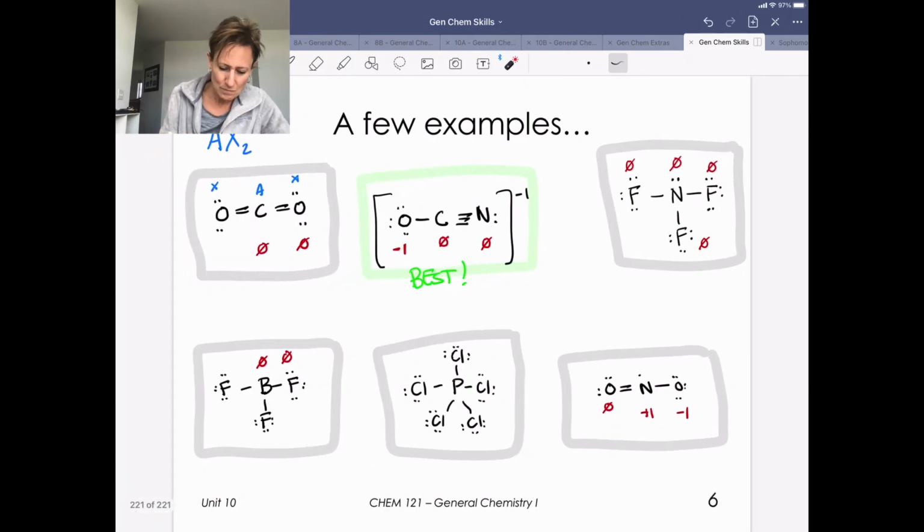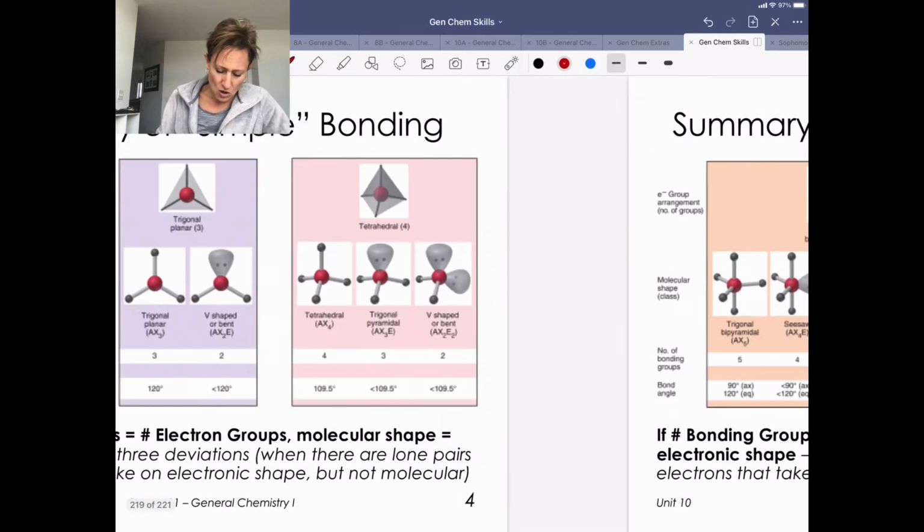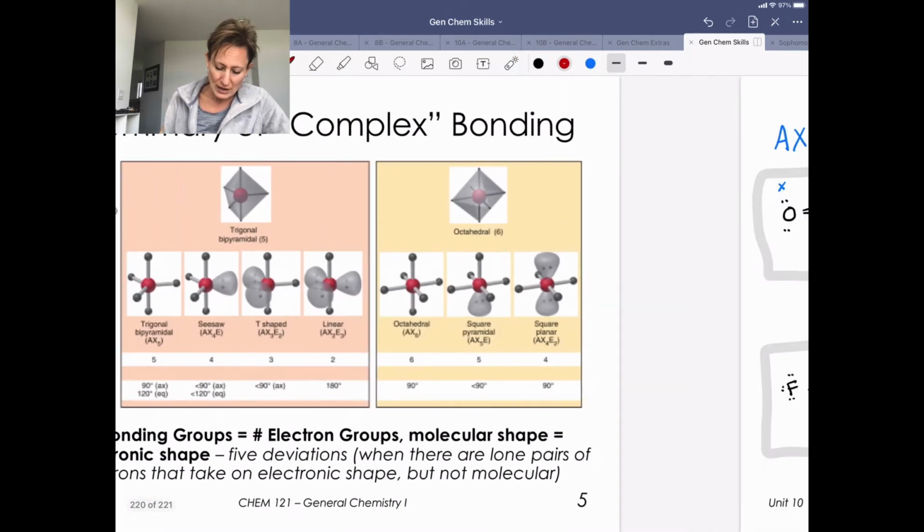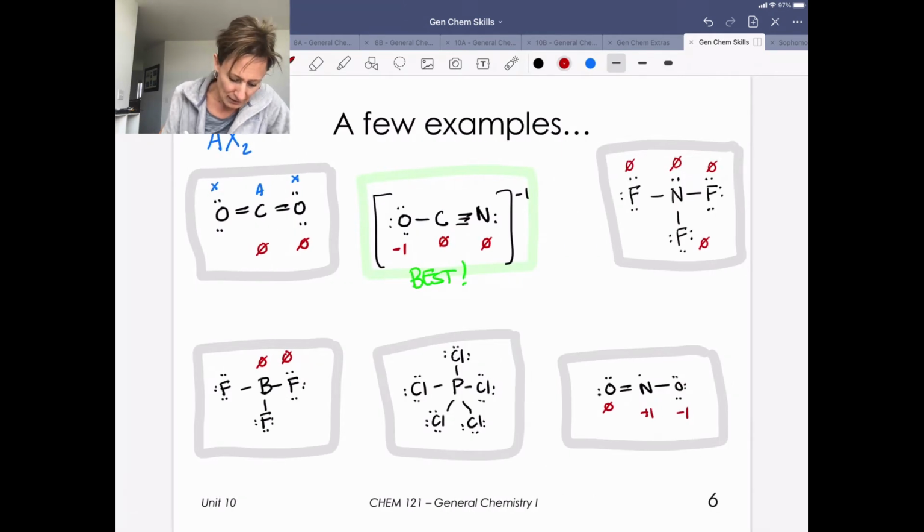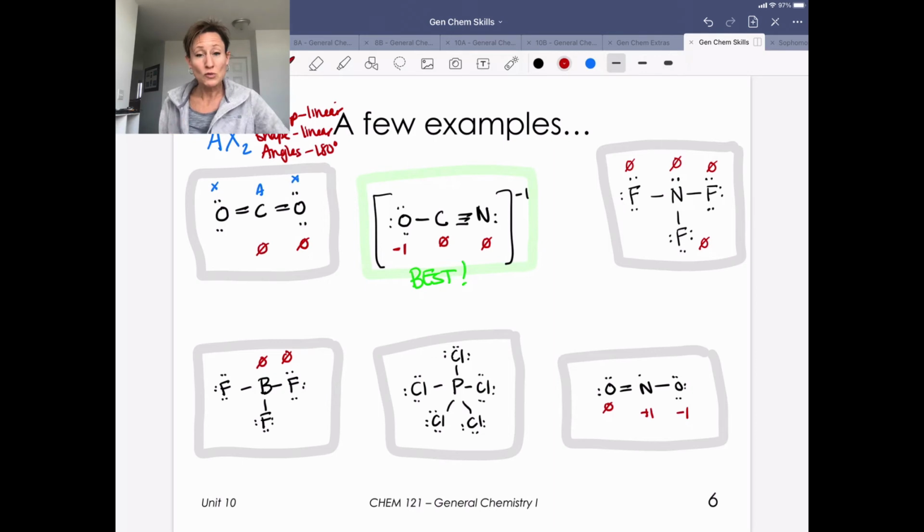So mapping that information on here, we're going to call this our electron group arrangement. So my electron group is going to be linear. My shape of my molecule is going to be linear. And then my bond angles are going to be 180 degrees. Hopefully you saw how I got that information. Let's go through with these other guys here.